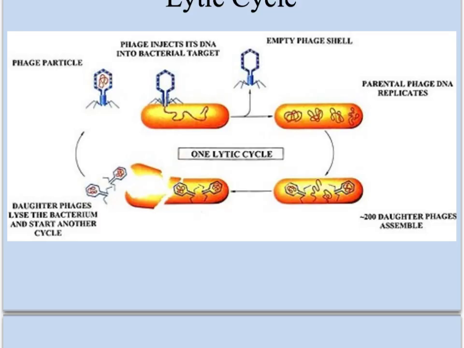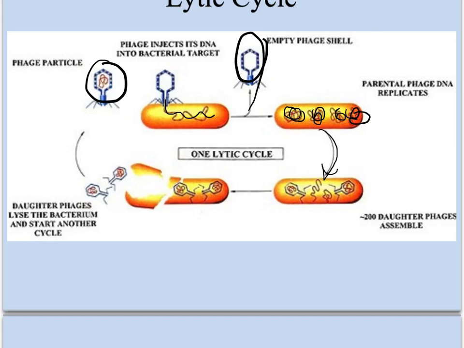Alright, so here again is the lytic cycle. Bacteriophage, DNA inside, empty phage shell leaves, and then this bacteriophage DNA, the viral DNA, is just going to replicate over and over again, and it's going to code for these pieces of the viruses, which are going to be assembled into new viruses, and then these viruses are going to lyse out of the cell and go and attack new cells, and then the process starts over again.